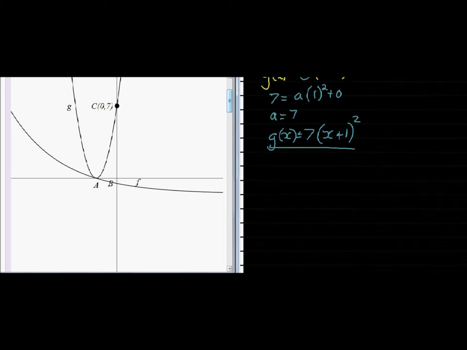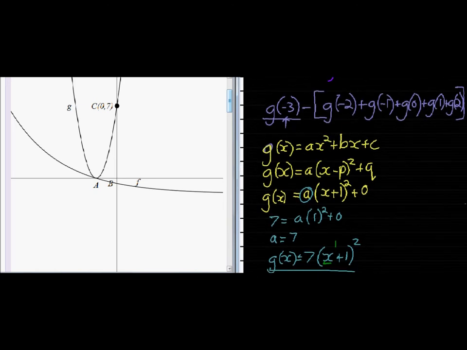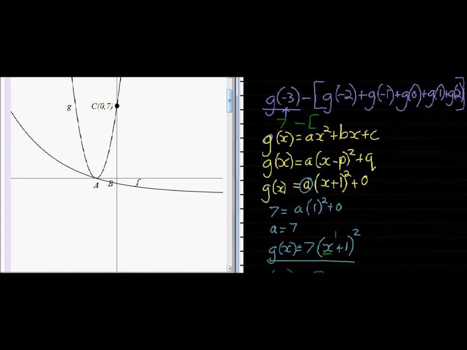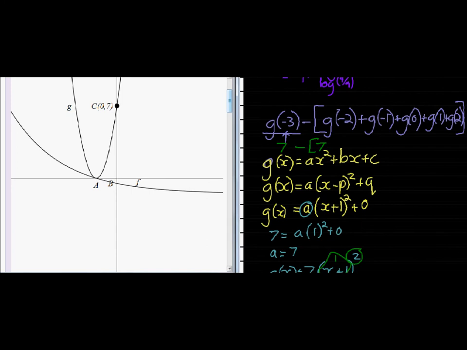But what I do need to do is now use it to find the values. g of negative 2: I substitute negative 2 in here. Negative 2 plus 1 gives me negative 1 squared, which gives me 1, times 7 gives me 7. Now we need g of negative 3, let's do that one first. I put a negative 3 in here, negative 3 plus 1 is negative 2. Negative 2 squared gives me 4. 4 times 7 is 28. So this is going to be 28. Sorry for that mistake.